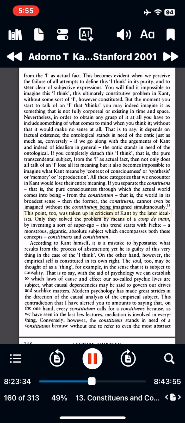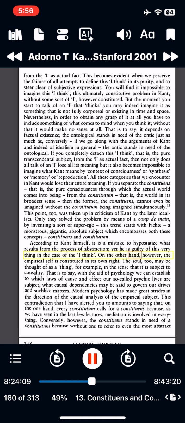This point too was taken up in criticism of Kant by the later idealists. Only they solved the problem by means of a coup de main, by inventing a sort of superego. This trend starts with Fichte: a monstrous, gigantic, absolute subject which encompasses both these concepts, constituents and constitutum. According to Kant himself, it is a mistake to hypostatize what results from the process of abstraction. Yet he is guilty of this very thing in the case of the I think.